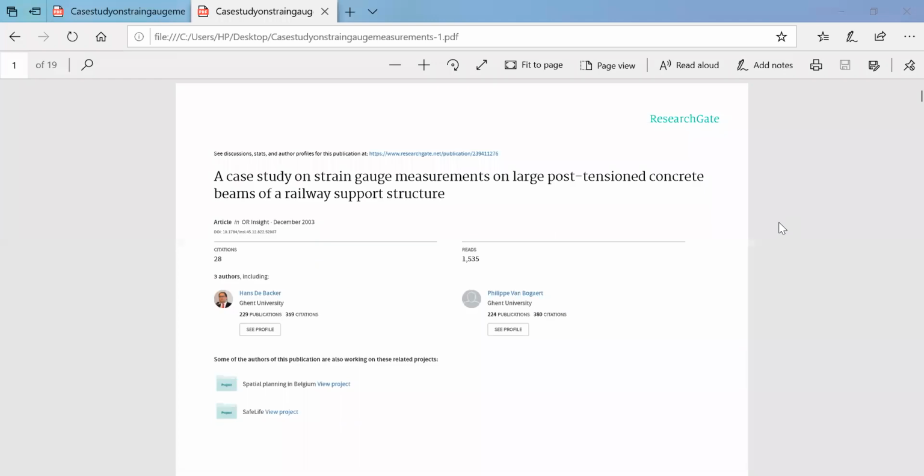Yes, ma'am. So it is basically a case study on strain gauge measurements, right? It is being used to identify large tension forces in concrete beams in a project of a railway support structure. Based on that, an article was published in the year 2003 by a professor from Ghent University with co-authorship of Philip Van Bogart.